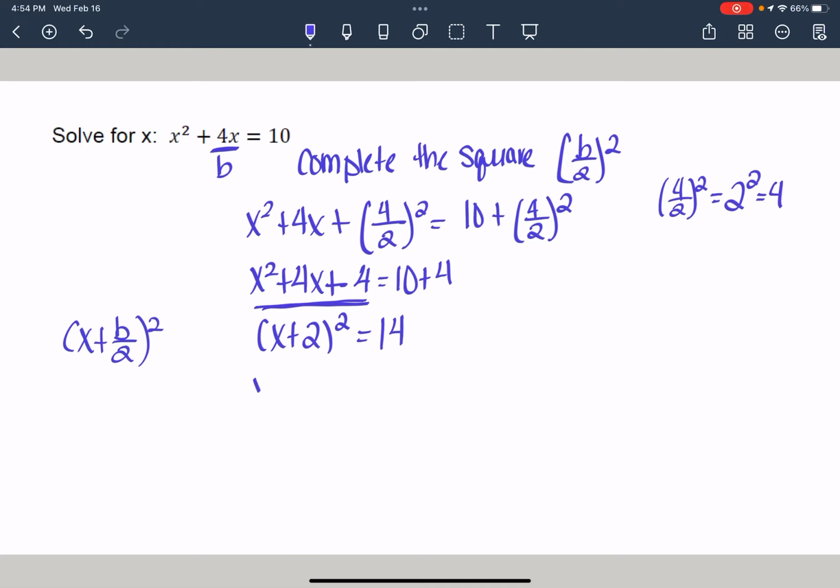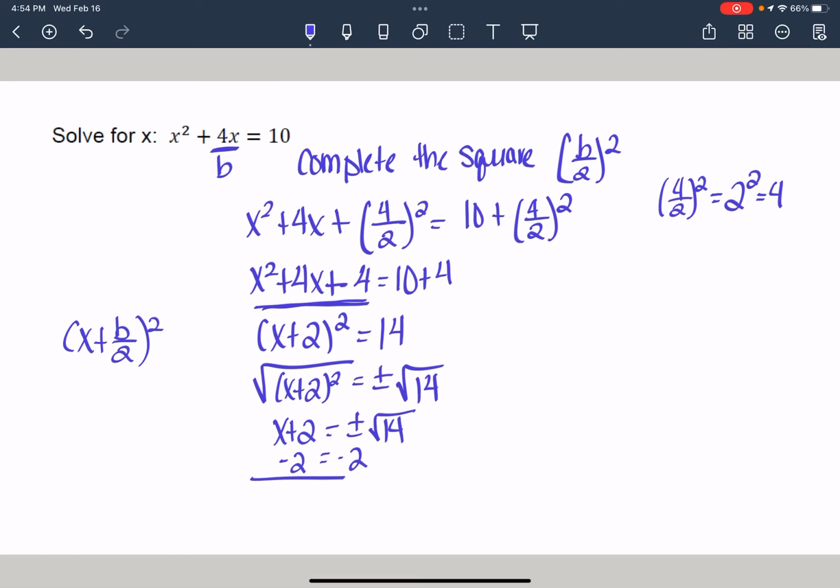Now I can solve this equation by taking the square root of both sides. And that gives me x plus 2 equals plus or minus the square root of 14. There are no perfect squares that evenly divide 14, so I'm just going to leave that by itself. To solve for x, I'm going to subtract 2. And that gives me x equals negative 2 plus or minus the square root of 14.